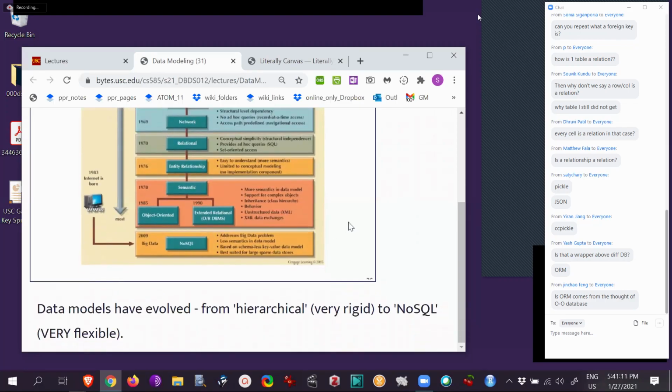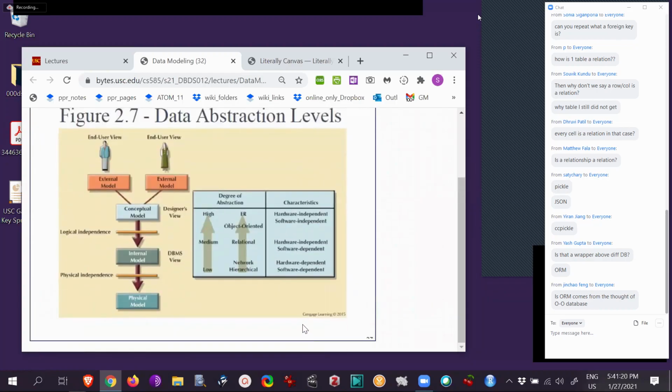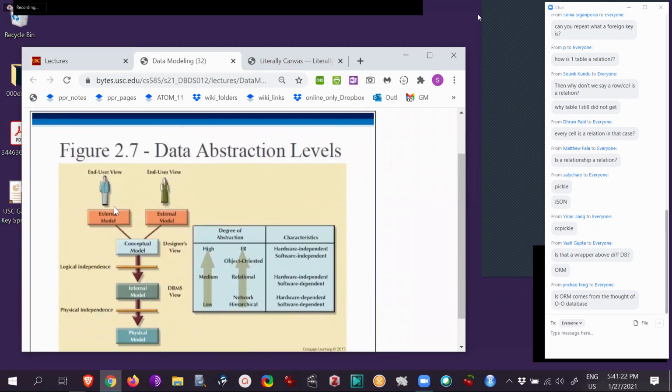That new way is called NoSQL. NoSQL is nice, but in a way, the relational database really is the underlying mechanism behind everything. Now I want to move on and tell you a little more. This notion of the external model is the user level of a database.